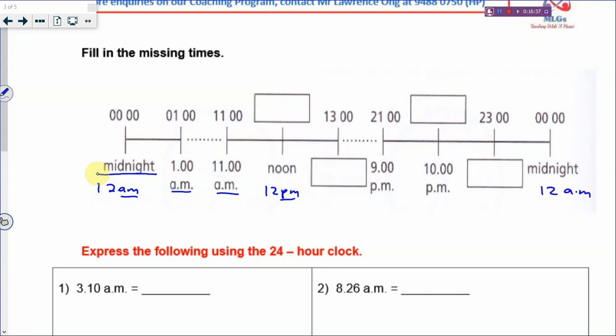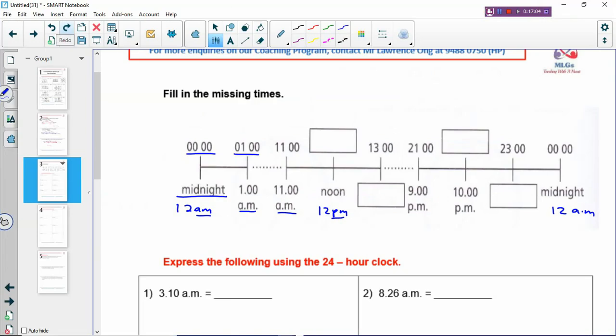Okay, now if you look at 12 a.m., which is midnight, how do you represent 12 a.m. in the 24-hour clock? It's the start of a new day. Remember, start of a new morning. So 0000. It's like your stopwatch, right? You start at 0 first. And then when it becomes 1 a.m., what's the 24-hour clock? That'll be 0100.